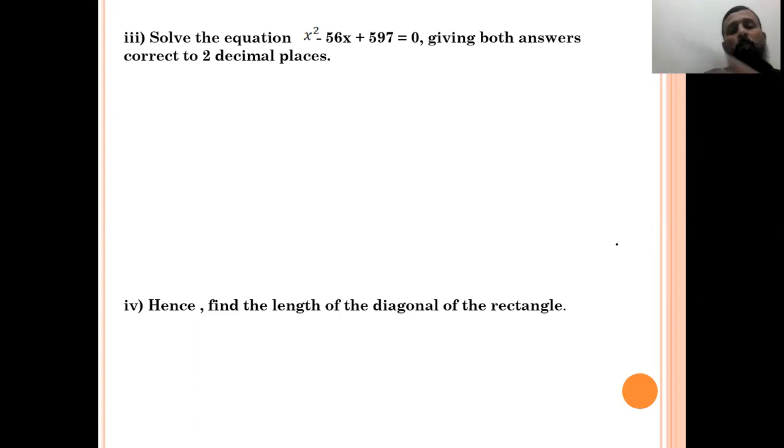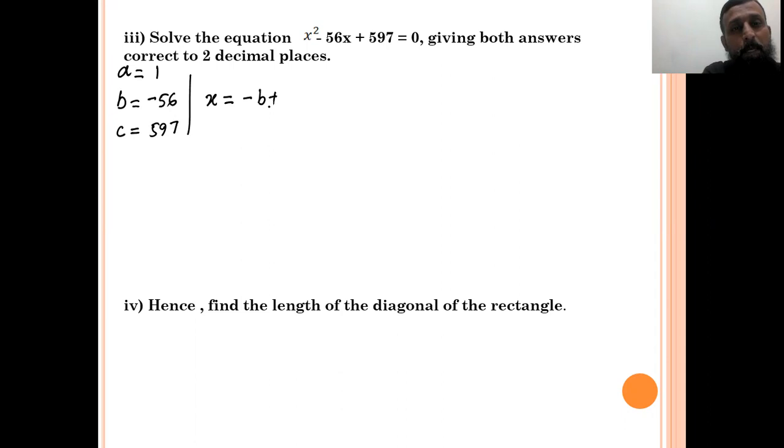And for the quadratic formula, what do we need? We need the values of the coefficients a, b, and constant c. So let's extract these values from this equation. A is 1, b is negative 56, and c is 597. So dear students, furthermore, we need to apply the quadratic formula to get our answer. x equals minus b plus minus under root b squared minus 4ac whole upon 2a.